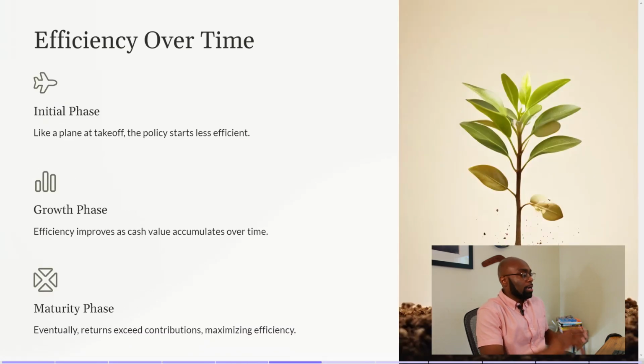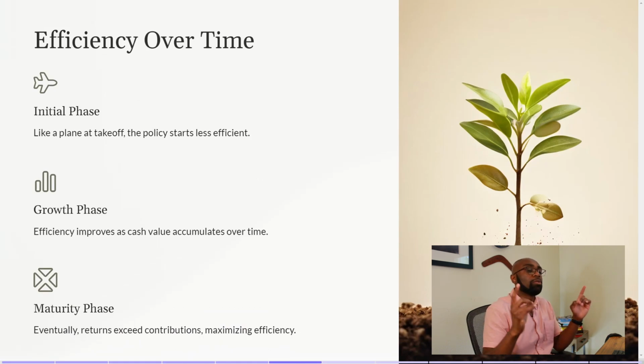Now, I want to highlight something about these policies, knowing that it takes a little bit of time to get going. It's similar to a long flight. I once flew from Dallas, Texas to Sydney, Australia. Super long, a 17, 18-hour flight. And the plane became more fuel efficient as it burned off more fuel because it became lighter and lighter. In a similar way, the longer you keep your policy, the more efficient your policy becomes.